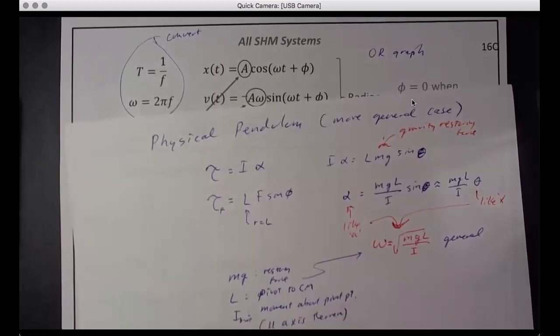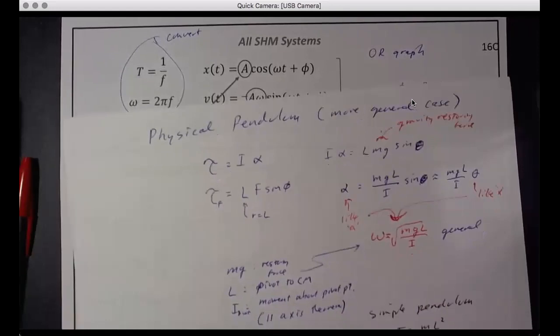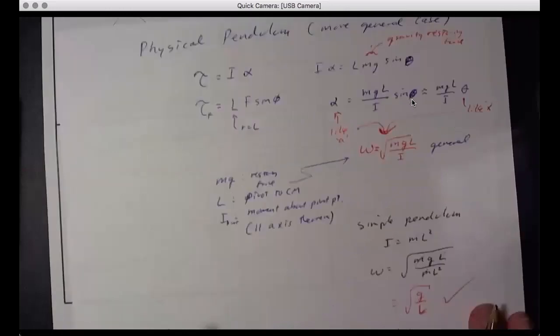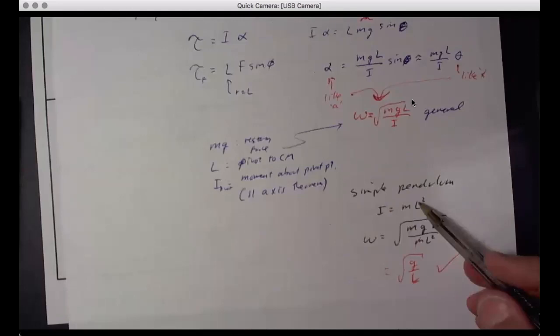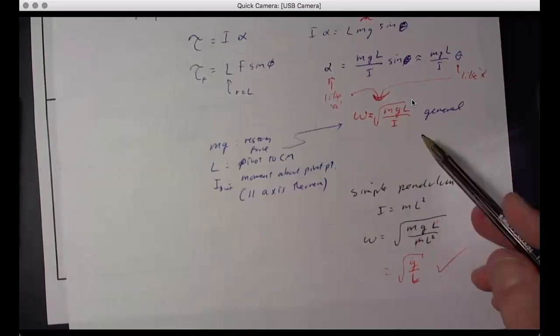Okay, so if we simplify this now for our simple pendulum, then we have I is equal to ml squared, and so omega is equal to the square root of mgl over ml squared, and lo and behold, what happens? The m cancels, and the L goes with one of the squares, and you get the square root of g over L. So I is equal to ml squared, plug that in here, ml squared at the bottom, m's go, the square goes with that one, and we get g over L in the square root. That's exactly what we had for the simple pendulum before.